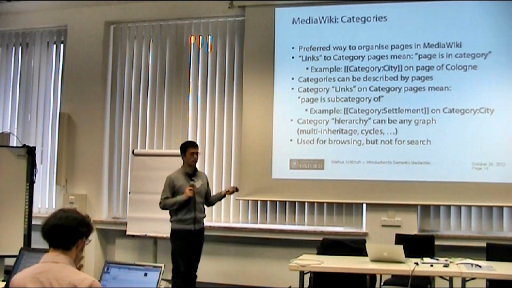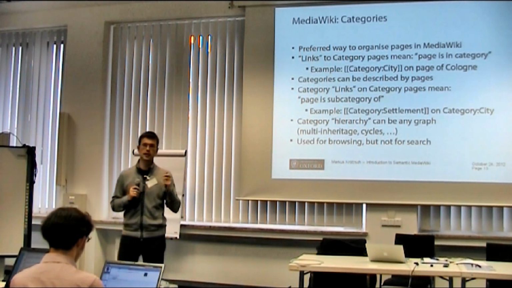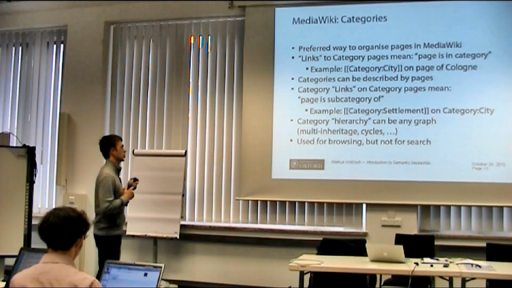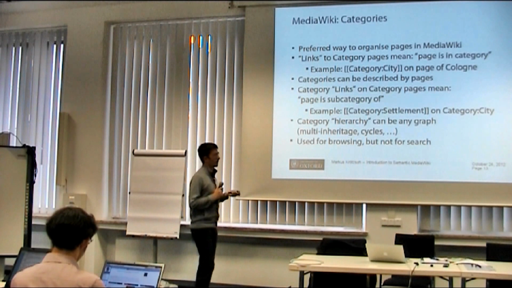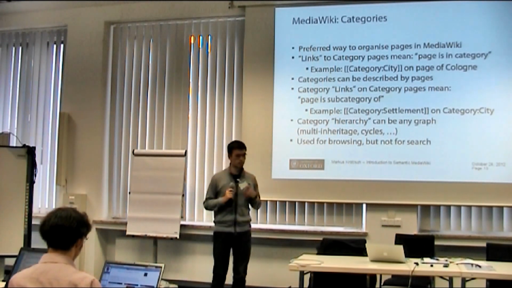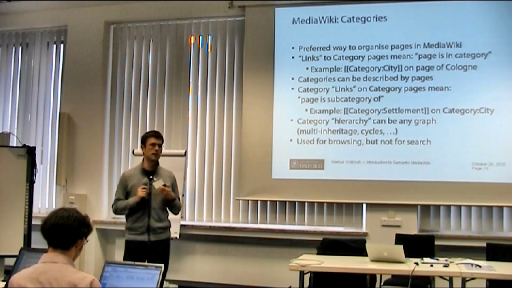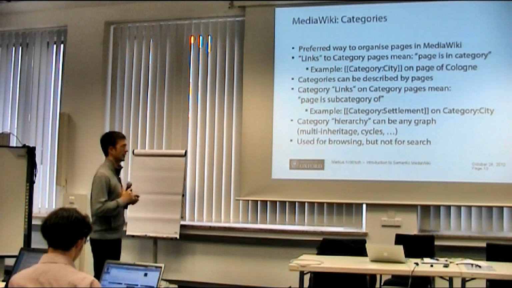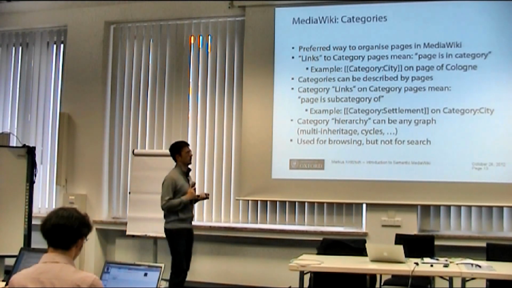Mainly it's used for browsing. It's not even used for search, so you cannot search for just the things in a certain category. And it is not possible to filter based on categories or any other thing. So this makes it very implicit, and it's more like a tag in a tag-based system than it is like a class in a classification-based system. And it tends to be very messy as a consequence.